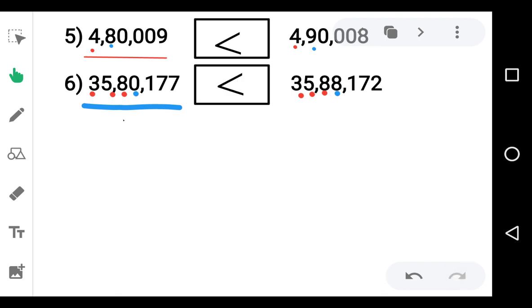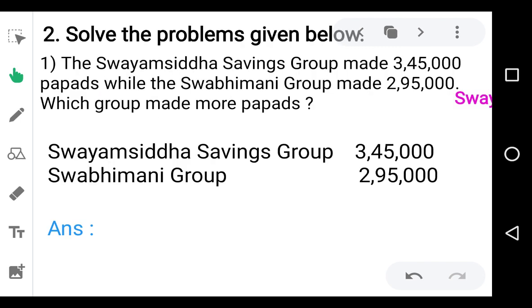We read it as 35,80,177 smaller than 35,88,172. Now see the question number 2. See here, solve the problems given below.